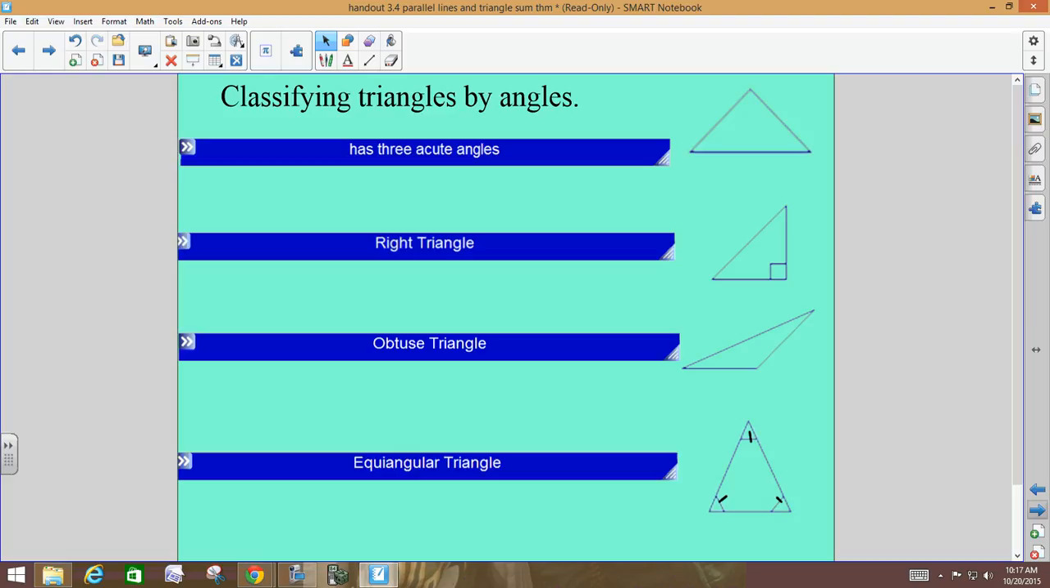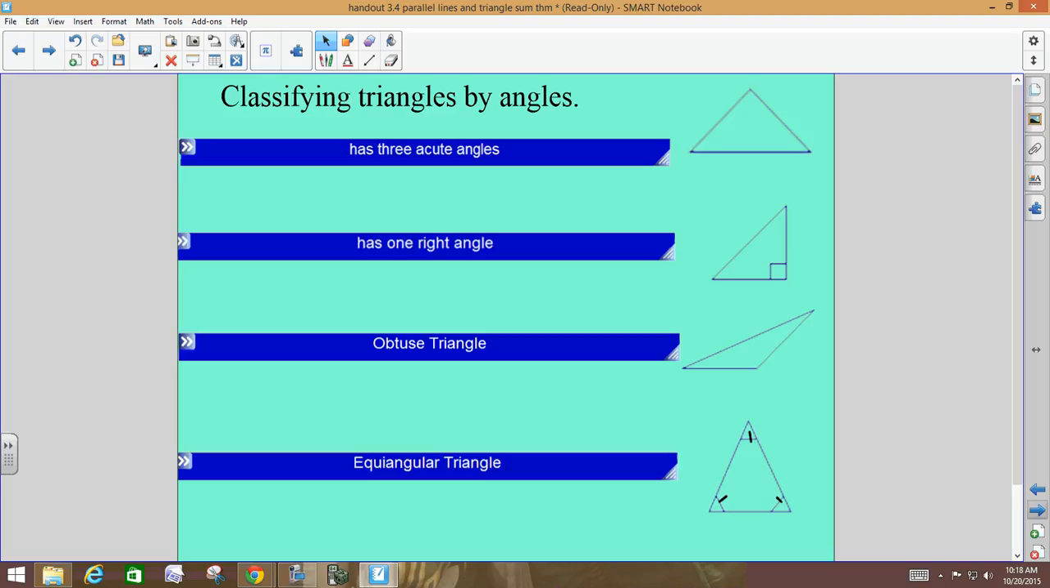Acute, we already talked about, means less than 90. So all 3 angles in an acute triangle should be less than 90. Your second triangle should look like this. It has 1 right angle, so we call it a right triangle. A right triangle has 1 right angle.